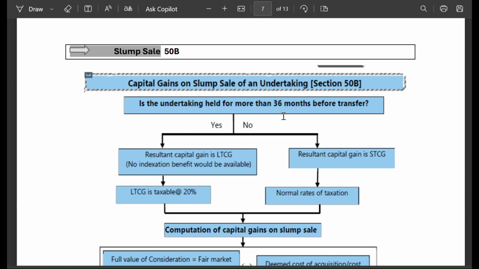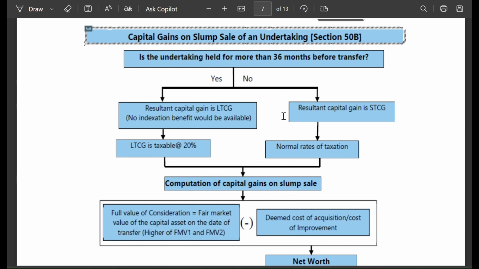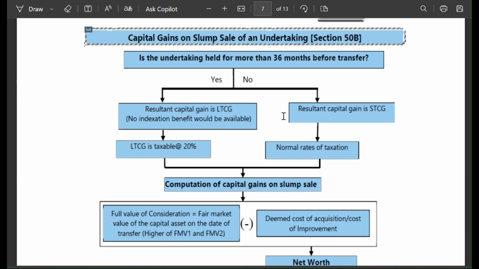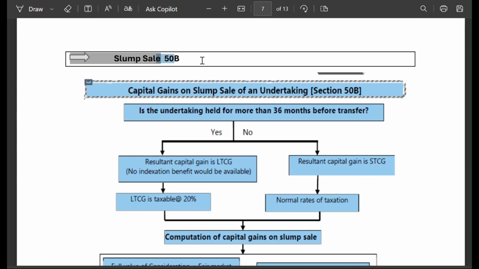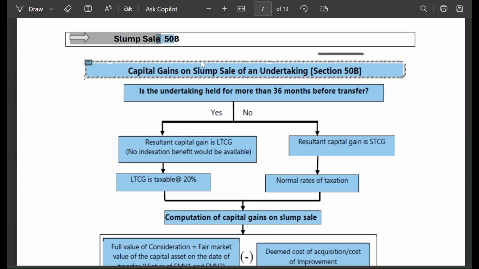for example, you are selling 1 unit at Amirpet. So in that case, what is the capital gain arising from the sale of that 1 unit of your business? What is the sale value and what is the cost of acquisition? Here section 50B will tell what the sale value and the cost of acquisition are. First of all, this comes under the third category, that is 36 months.